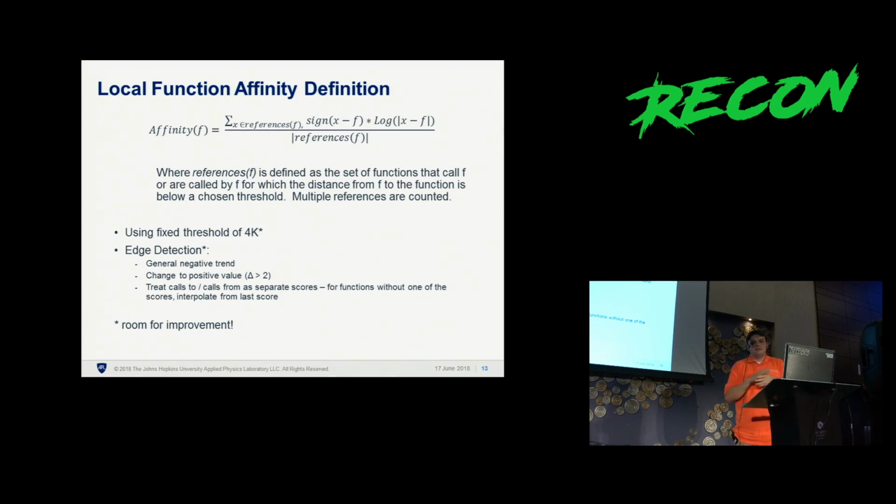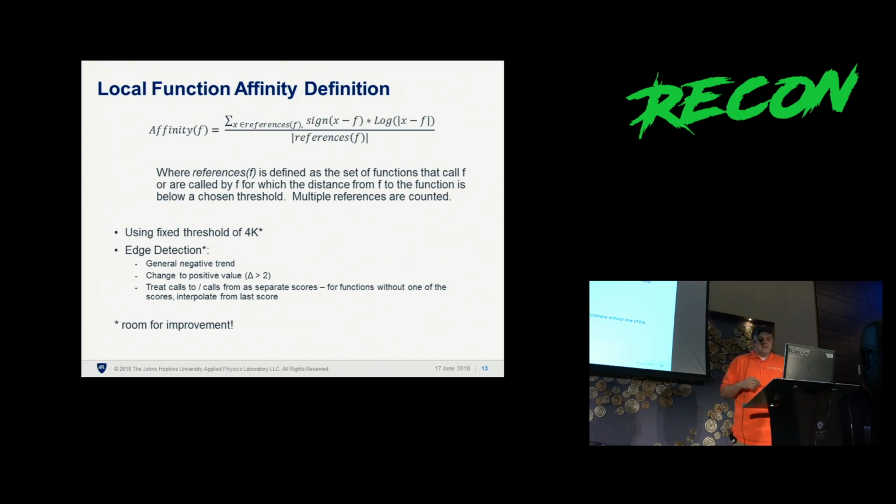So back to where I said I'm going to eliminate the external references. The way I do that is I say any function call that's over a threshold, I'm just going to throw away for the purposes of the score. I'm not going to count it. Right now I'm using 4K. That's just a number I made up. It seems to work, but there's room for improvement.